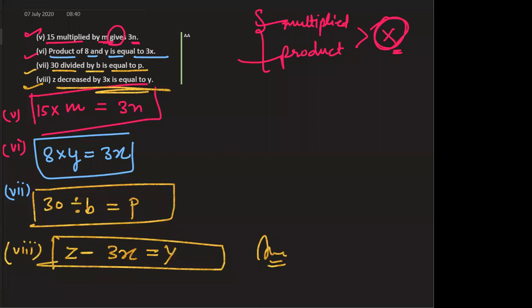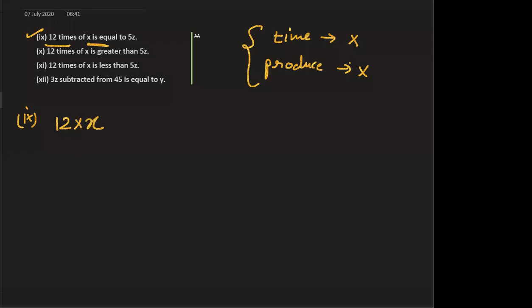Students, I am watching that only some of you are giving the answer. Okay, statement 9 says 12 times of x is equal to 5z. Students, let me tell you times. Times means also multiply. Whether question says product or times, the meaning of both is multiply. Okay, times means multiply. So 12 times of x. So write 12 times of x equal to 5z. It is so simple.